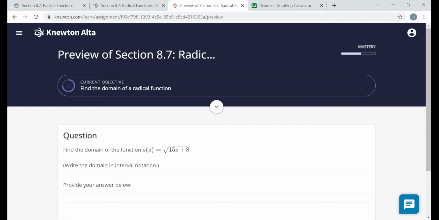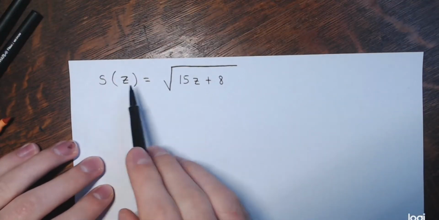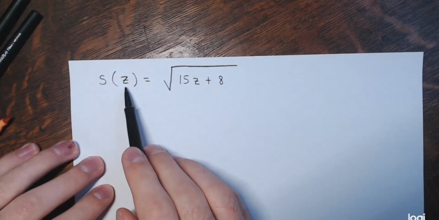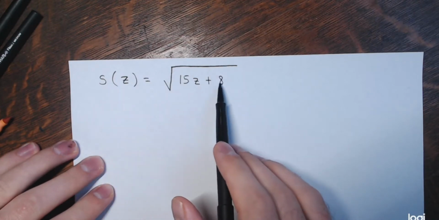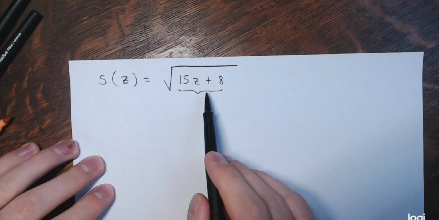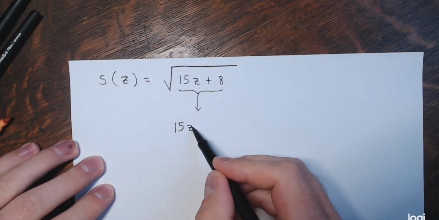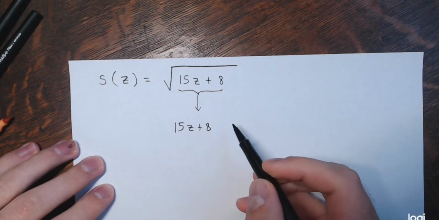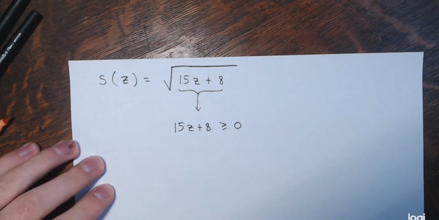So once again, I'll write this function out. We'll find the domain. Alright. So here this function s has an input variable z. S of z is the square root of 15z plus 8. Notice again it's an even root. So that means this radicand, this 15z plus 8 underneath the square root symbol, has to be greater than or equal to 0 in order for you to get a real number output.